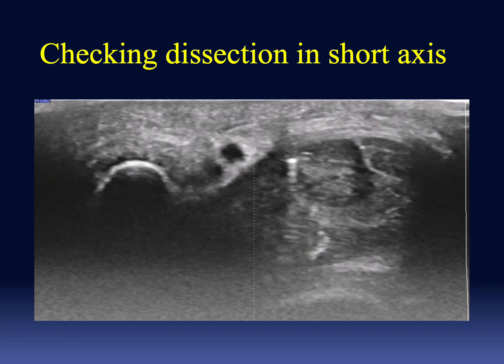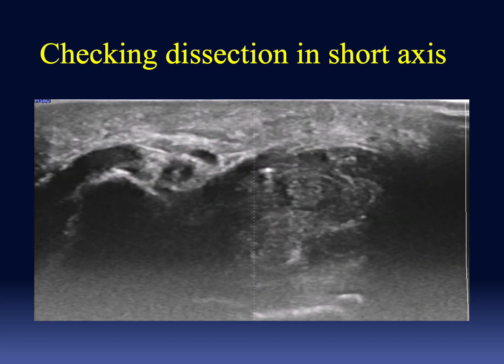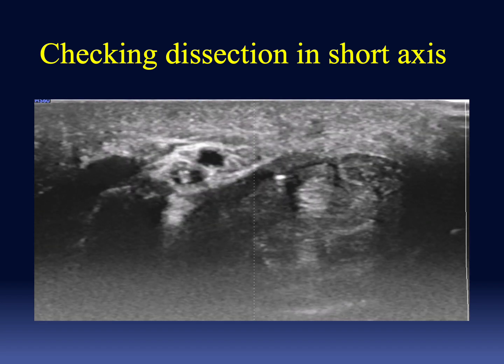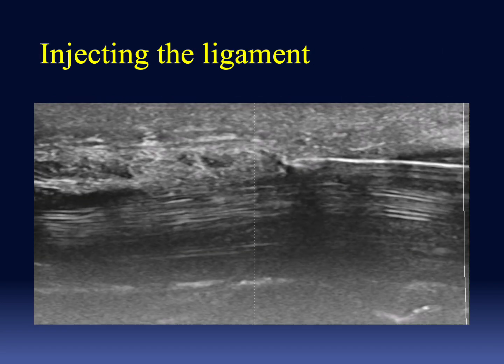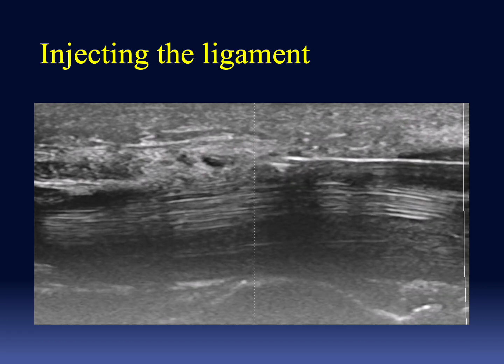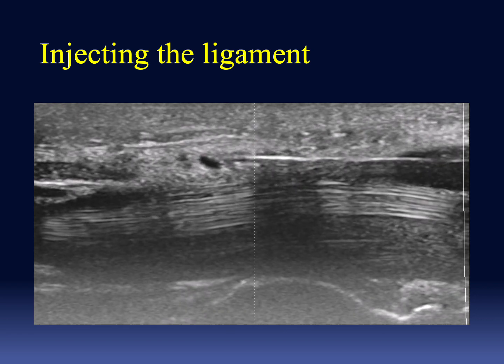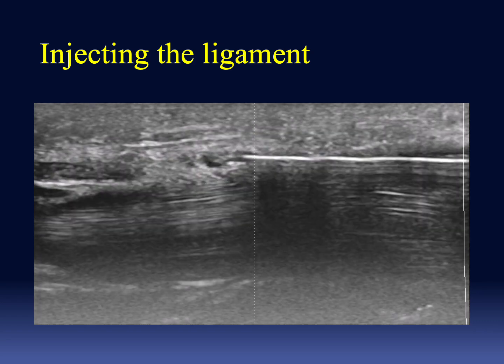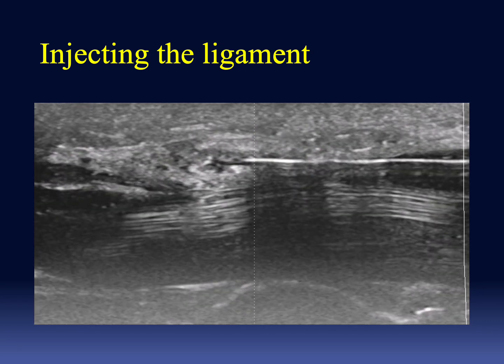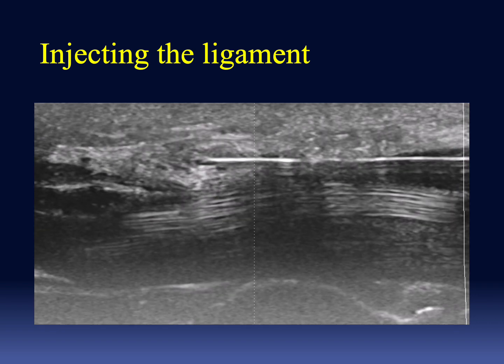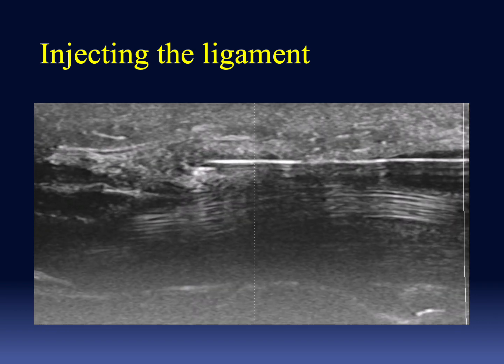And here we're checking our hydrodissection in the short axis to make sure that it does not endanger any of our essential structures. Another helpful thing is to inject the ligament itself, because there may be some pain when the ligament is cut otherwise. Also, the hydrodissection inside the ligament softens the ligament and makes it a little easier to cut.